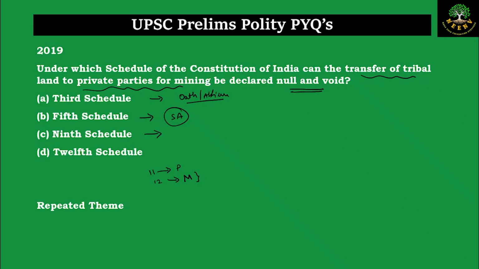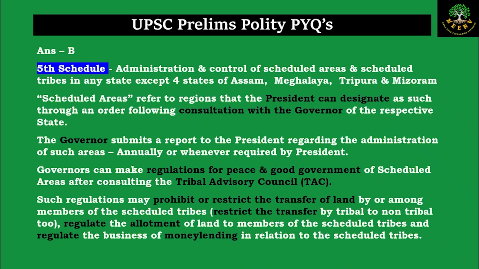So now what is the relevant schedule for this particular question? It will be the 5th schedule. So the answer will be B, because a transfer of a particular tribal land to a private party is restricted under the 5th schedule, where protection is given to certain tribes which are there in the scheduled areas which are declared in the 5th schedule. Now let us look at the in-depth explanation.